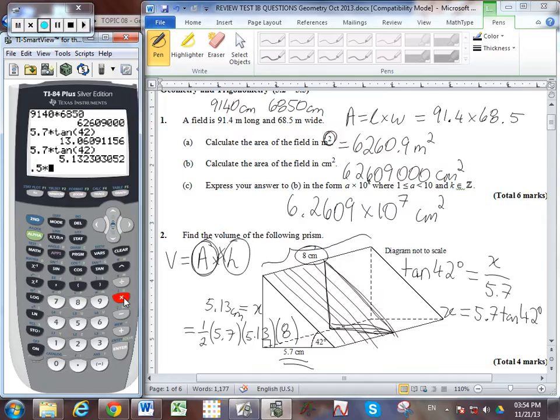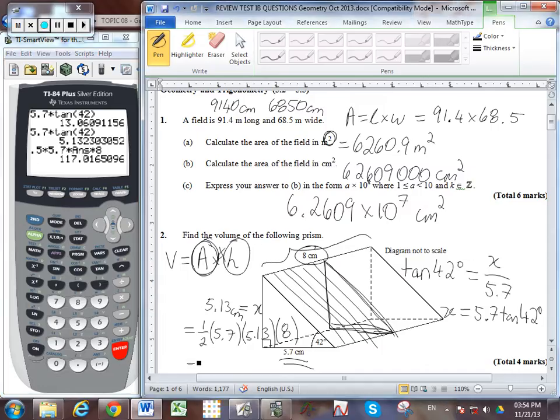1/2, which is 0.5, times 5.7, times, now I'm going to be accurate, I'm going to take the answer that I had before, which was 5.132, or I can just say second negative, and that answer calls up the entire thing that I had a moment ago. And now I'm going to multiply by 8. This gives me as accurate an answer as possible, and when I round it to 3 significant figures, I get 117 centimeters cubed, because it is a volume.